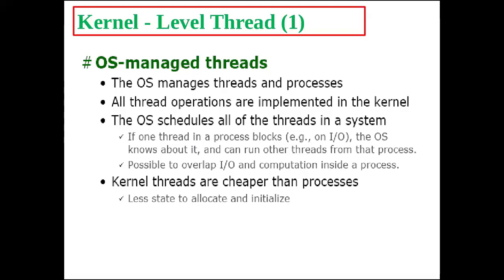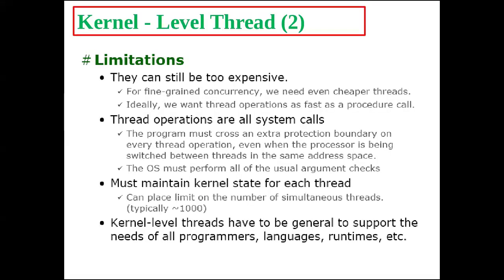Let us talk about their limitations. First, they can still be too expensive. For fine-grained concurrency, we need even cheaper threads. When tasks are very small, when many threads are needed, the cost becomes noticeable. So ideally, we want thread operations to be as fast as a procedure call, very fast, very lightweight. But kernel threads do not always achieve this.